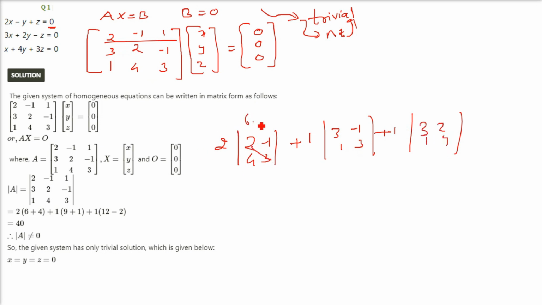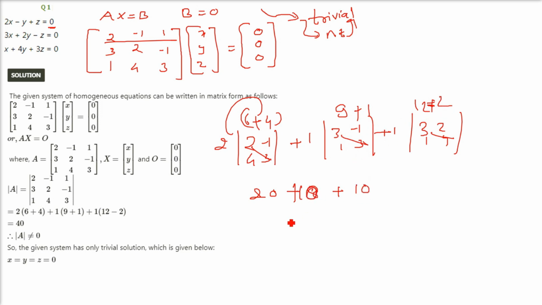This is 6, and this is going to be 6 plus 4, 10, into 2 is 20. Here we get 3 3s are 9. 9 minus of minus 1, that is 9 plus 1, it will be 10. So 10 into 1. And then we have 12 and minus 2, that is going to be 10. 10 multiplied by 1 is going to be 10. Okay. So now this is 10, and this is going to be again 10.